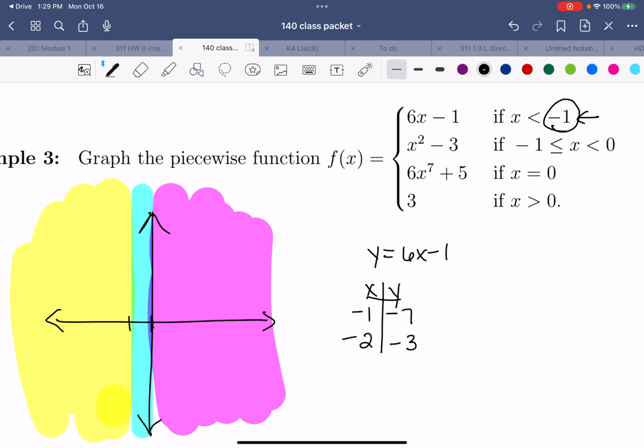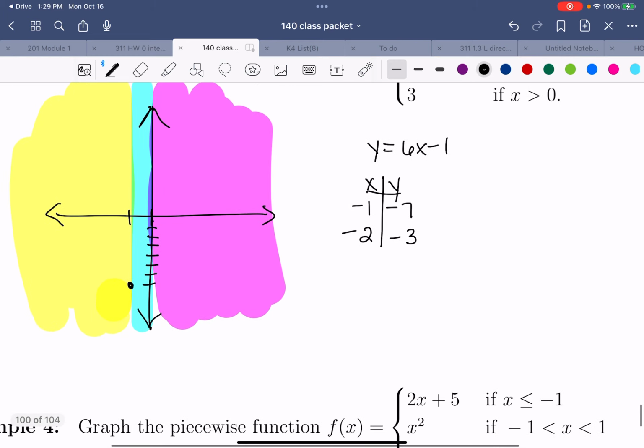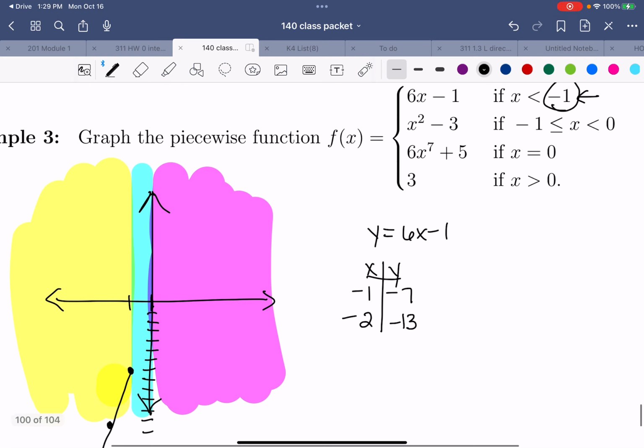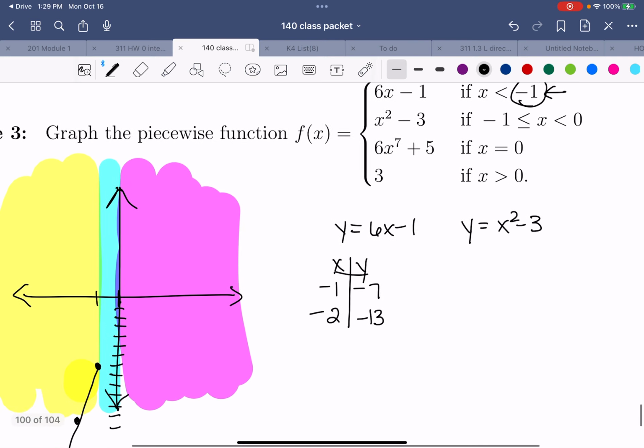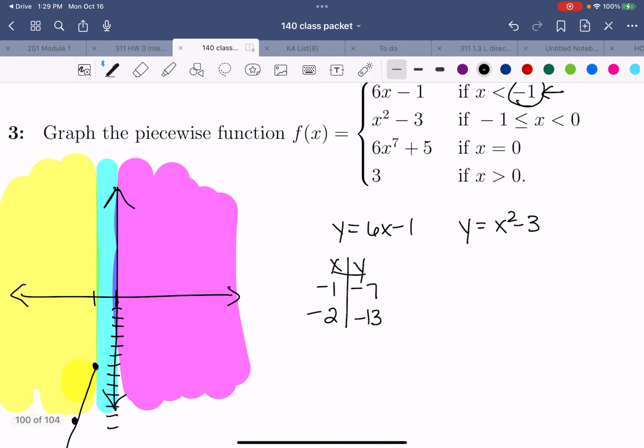So -1, -7 would be this point. And -2, -13 is going to be way down here. And so it's this line right here. Now I'm only extending that into the yellow section. Then between -1 and 0, I'm working with x squared, y equals x squared minus 3. And that's in the blue section. So I'm going to go from -1 to 0.